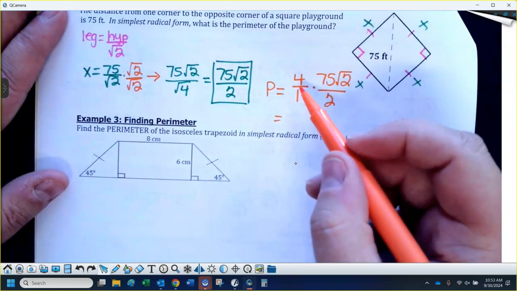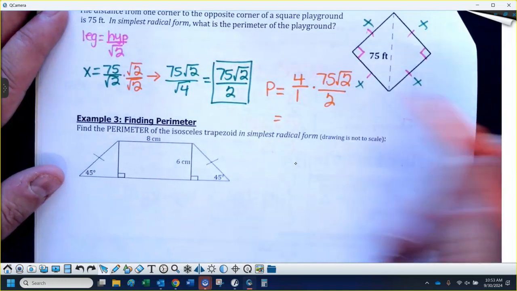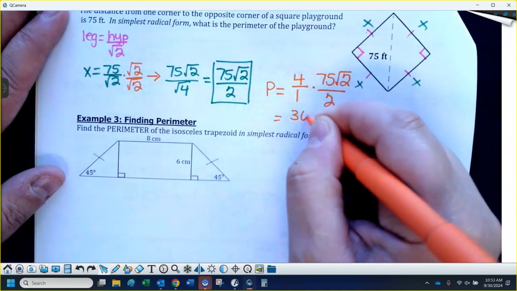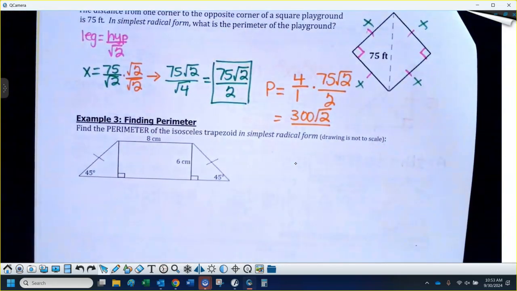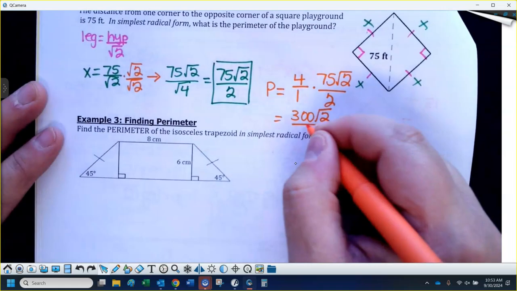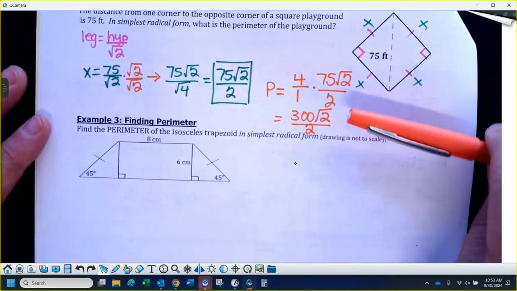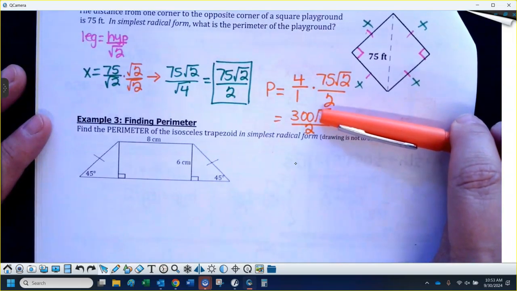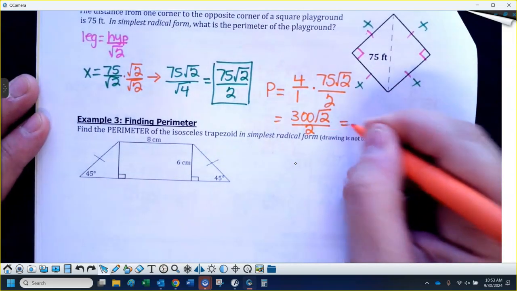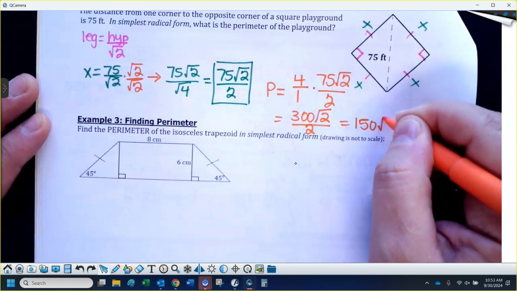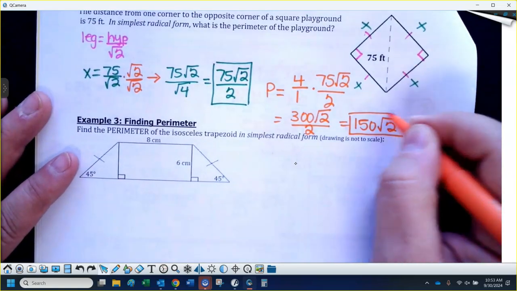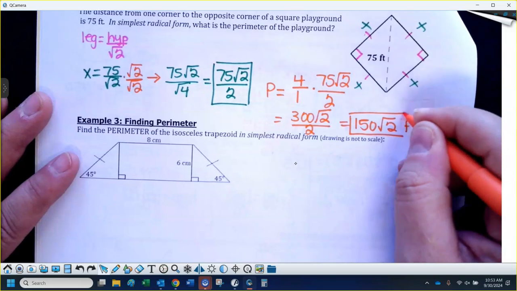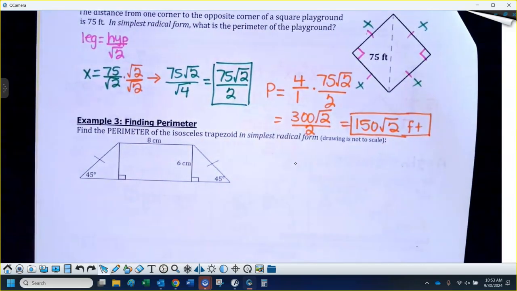Now, all I would do on the top of that fraction, I would do 4 times 75. 4 times 75 is 300. And we would just have the radical 2 next to it. On the bottom, you just have 1 times 2, so that would be 2. Now, in this case, don't touch the radical. 300 is divisible by 2, so you can reduce this. 300 divided by 2 is 150, and it would just have the square root of 2 next to it, and then you're done. That would be your perimeter. And I'm going to put feet next to it, because that's the label they gave you in the diagram. Does anybody have a question?